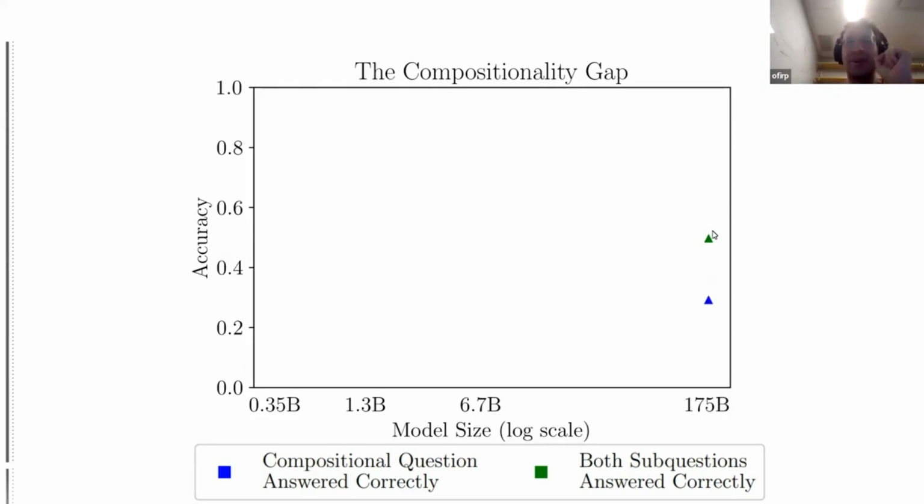There's a whole bunch of questions for which GPT-3 knows the two underlying facts, but it cannot do the very, very, very basic reasoning required to answer the compositional question. And that's what we call the compositionality gap. And in this model, it happens for 40% of the questions. So for 40% of the questions for which we can answer both sub-questions, we can't answer the compositional question.